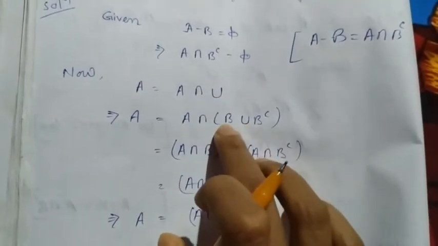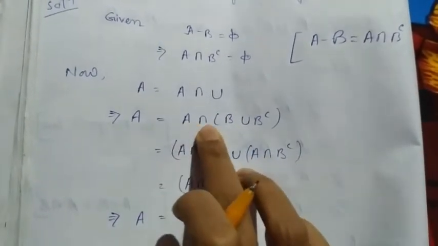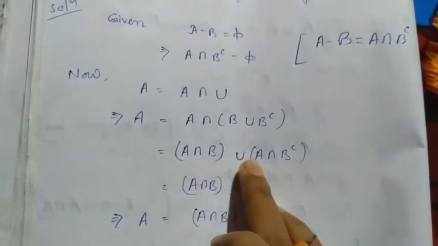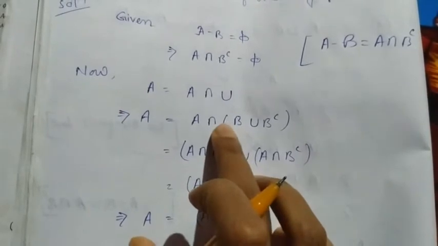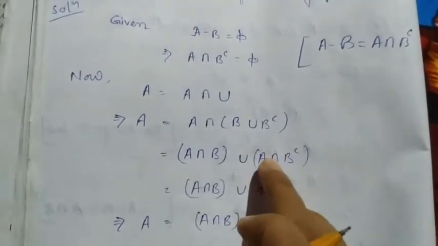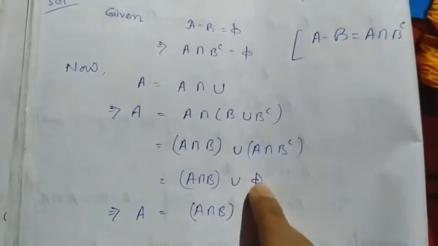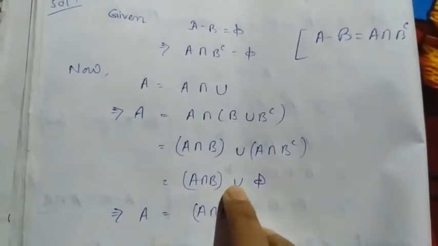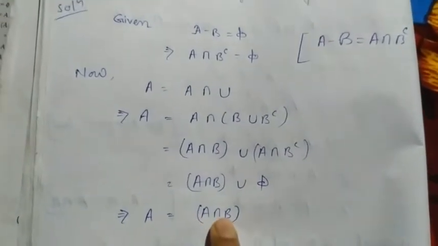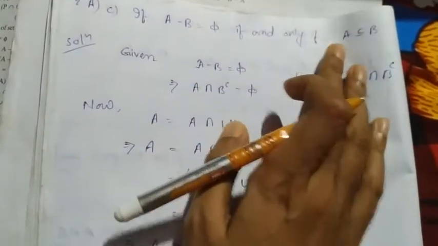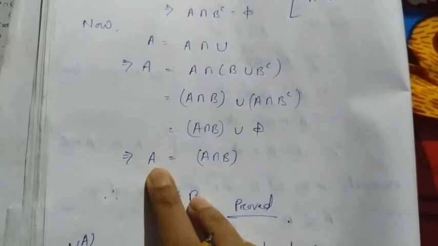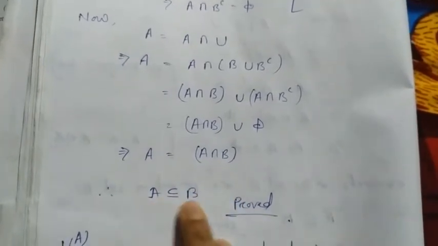B is any set. Now A intersection (B union B complement) is your (A intersection B) union (A intersection B complement), and A intersection B complement is your phi. So this is phi. Now (A intersection B) union phi is nothing but A intersection B. So A equals A intersection B. Now what does this mean? A intersection B is your A, that means A is a subset of B.